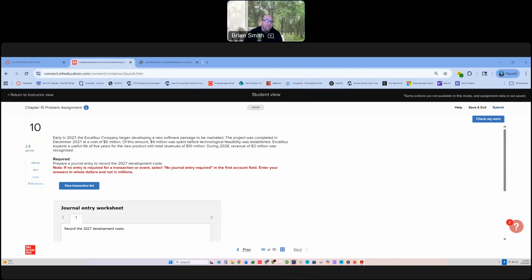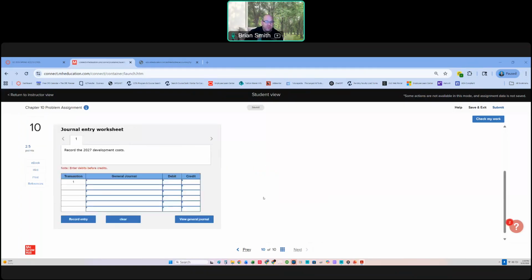Okay, early in 2027, the Excalibur company began developing a new software package to be marketed. Project completed in December 2027 at a cost of 6 million. Of this amount, 4 million was spent before technological feasibility was established. Excalibur expects a useful life of 5 years, a new product with total revenues of 10 million. During 2028, revenue of 3 million was recognized. Okay, we're just looking at 2027 development costs, so all that revenue and stuff is not that big of a deal.